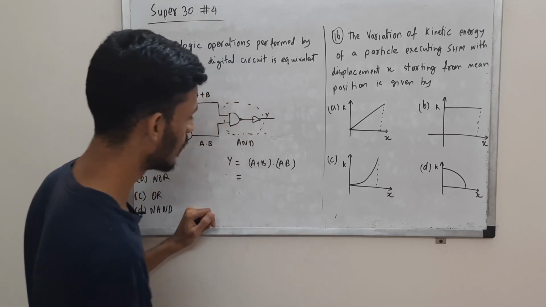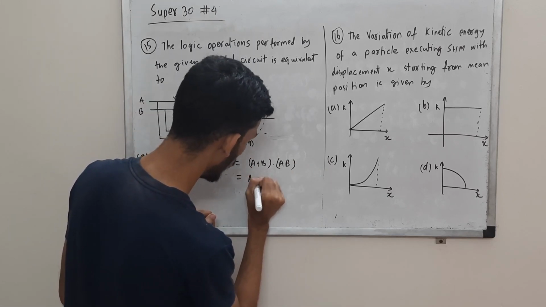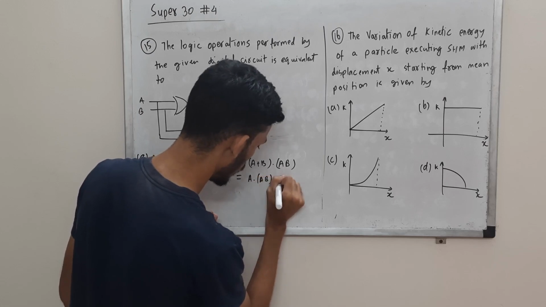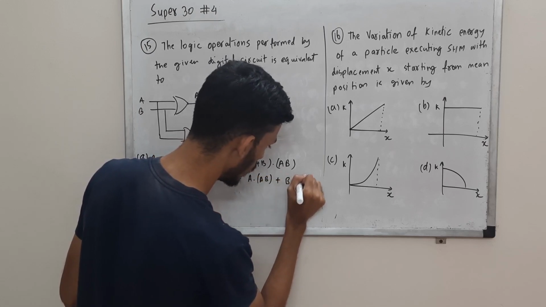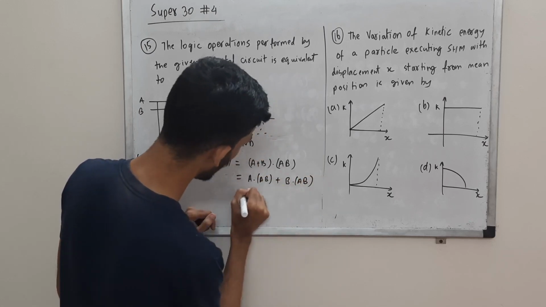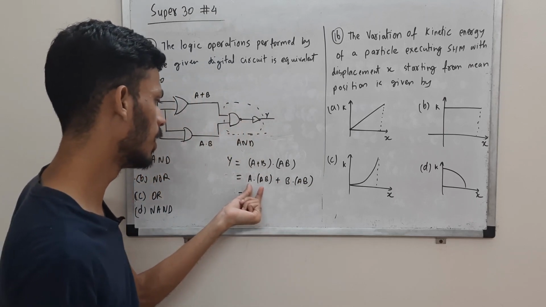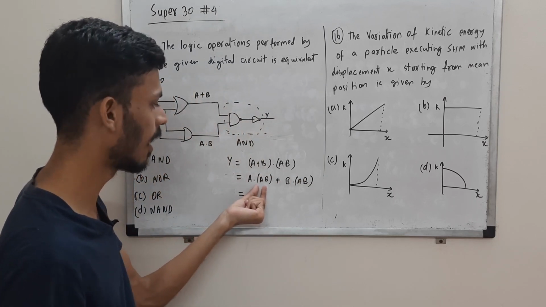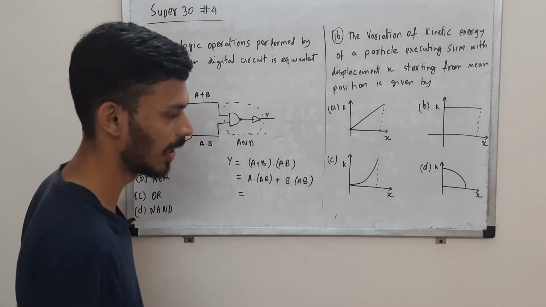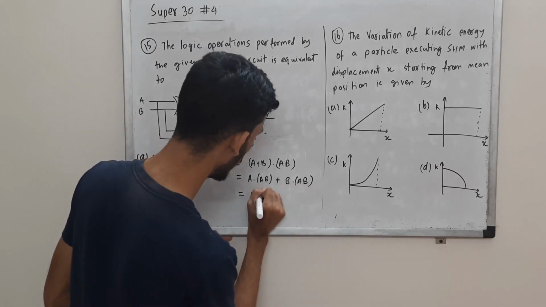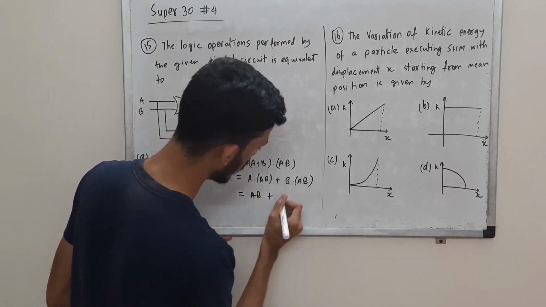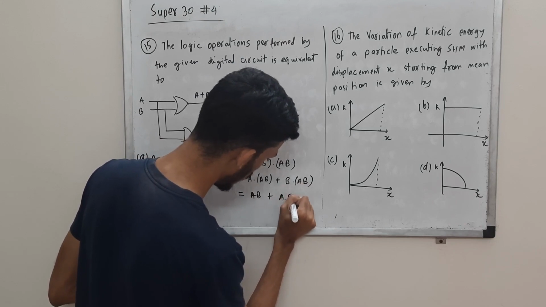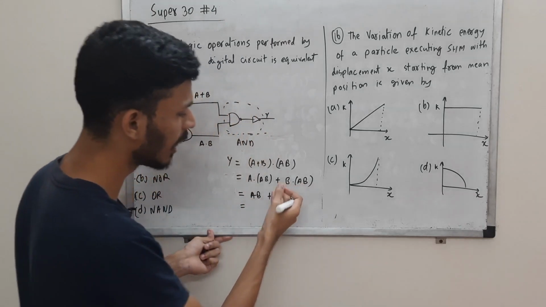Okay, so now just open up the bracket. So A into AB plus B into AB. If you see this, A into AB, we already have A, so no point in multiplying it again. So this is simply AB, and here also two B's doesn't make a difference. It's basically AB. A and B can be 0 or 1.